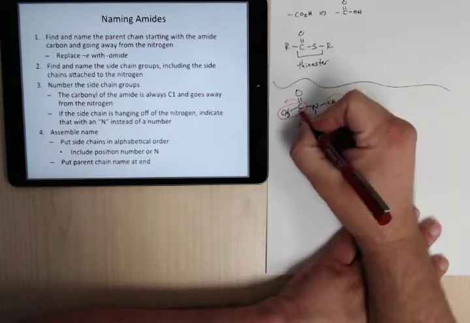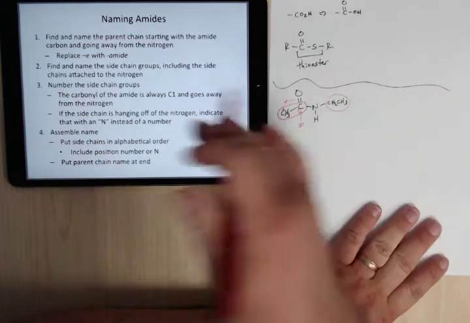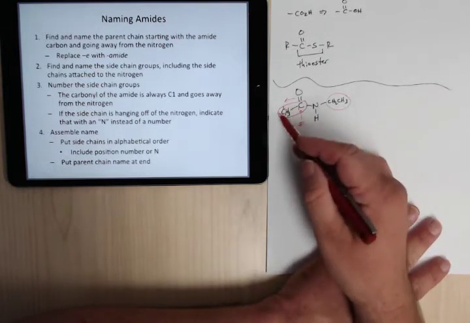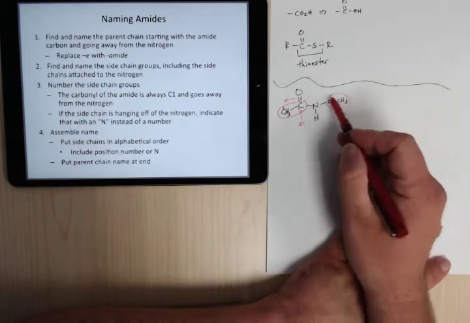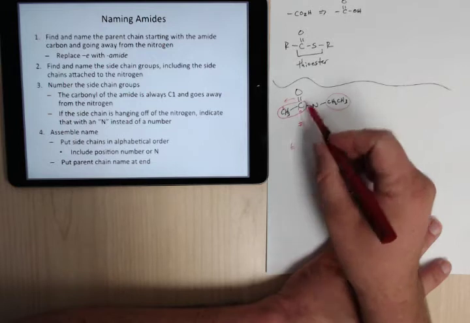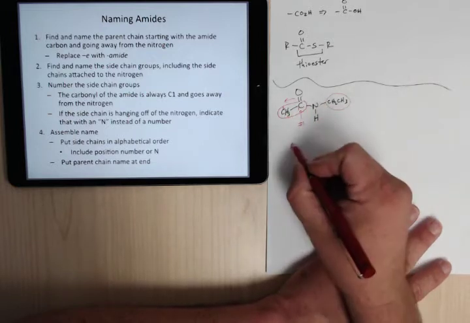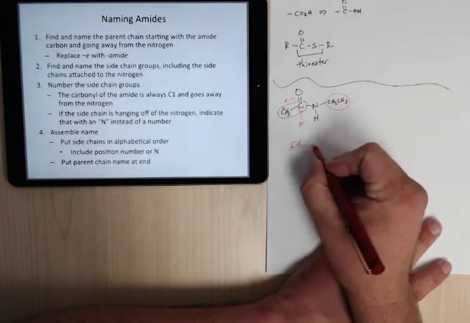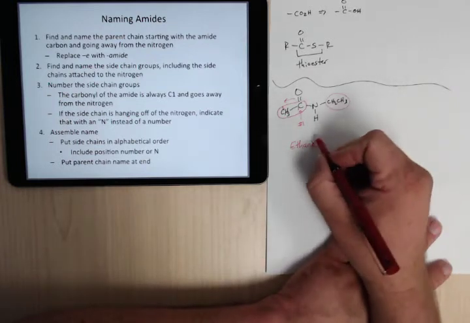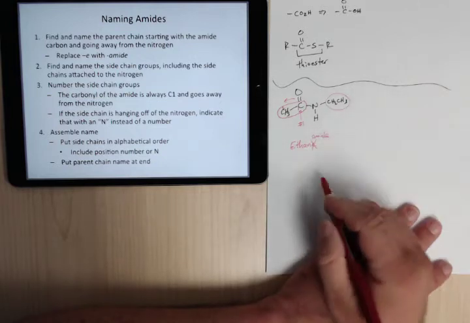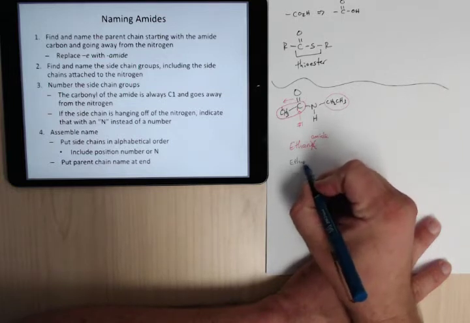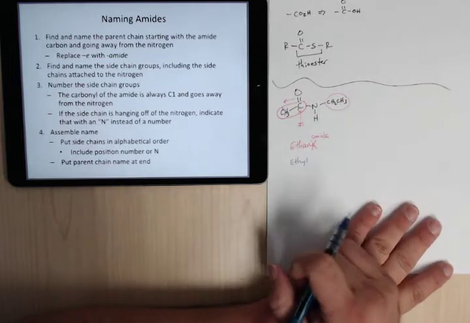The numbering is nice because this is always going to be number 1, number 2, and so on and so forth. For the side chains, you would name any side chain you had over here just as normal, but this becomes a side chain as well. For the main chain, this is two carbons, so that would be ethane, but we're going to take off the suffix e and add amide. So it becomes ethanamide. And there's the ethyl group here. There's no other side chains over here.